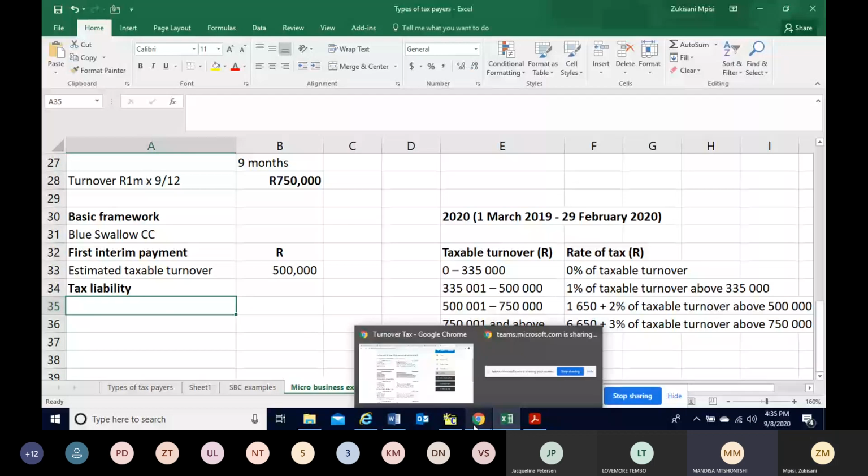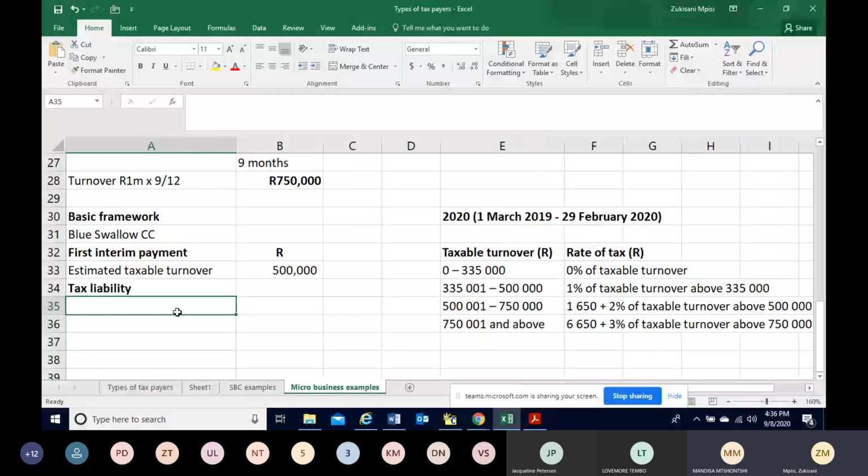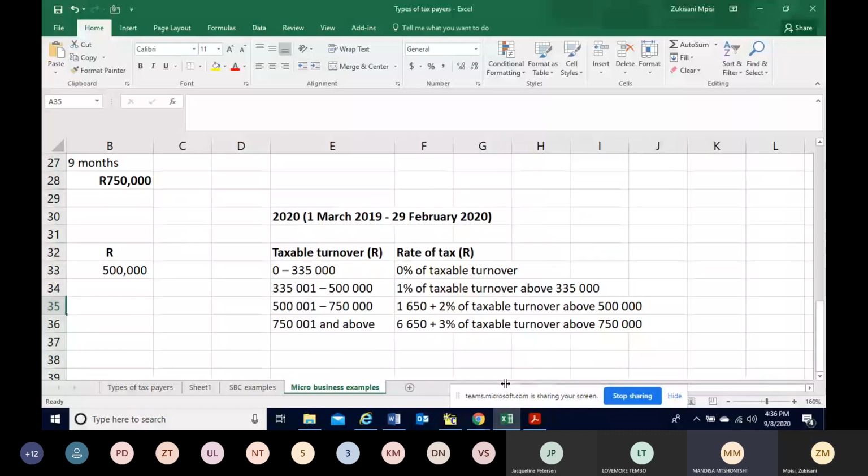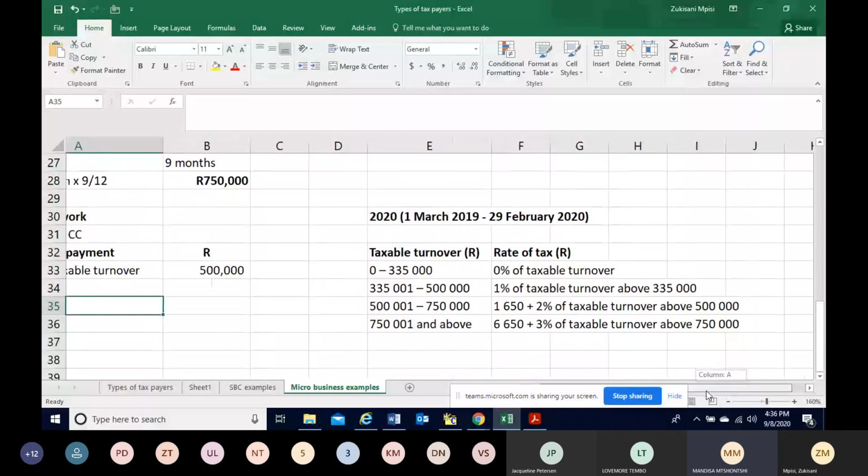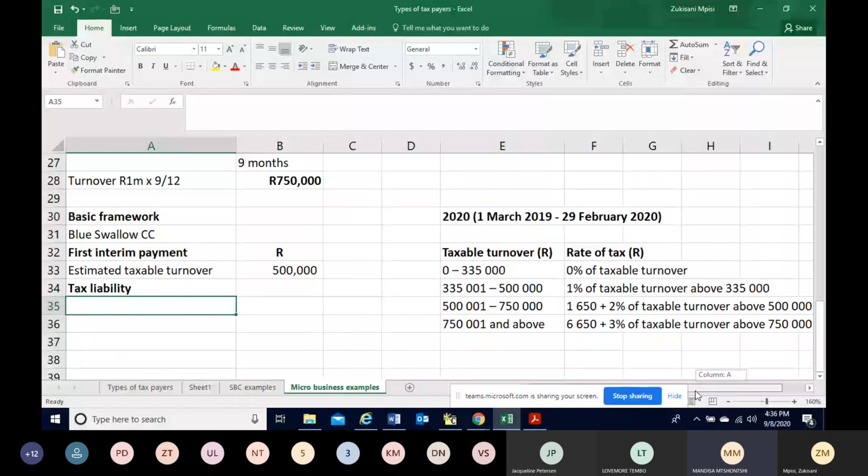Can I try the first one, please? Yes. I think the first one we're gonna say 500,000. Then we go to the tax rate, which says 335,000. We minus that from the 500,000, and then we take the answer and multiply it by 1%. All right. Thank you very much.